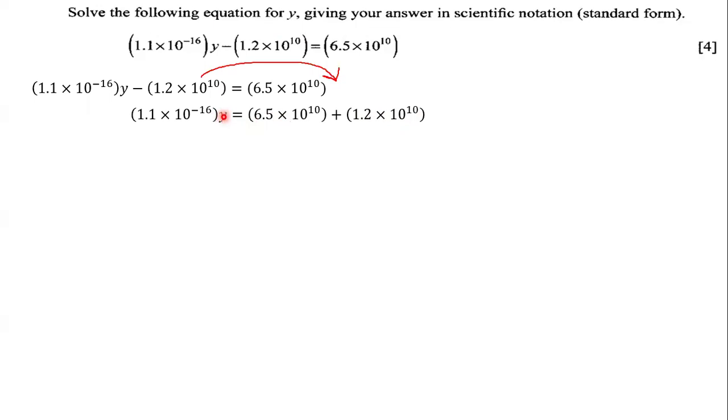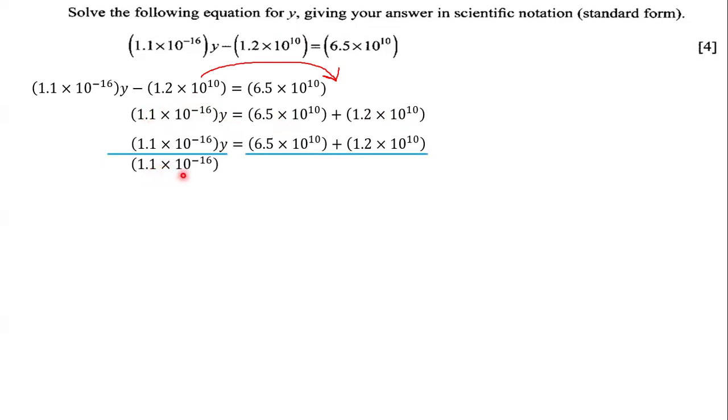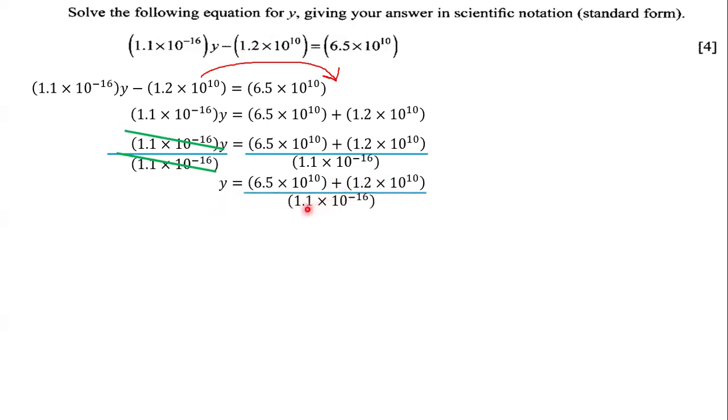And so we're going to divide both sides of this equation by the coefficient of y, which is this number. So we divide both sides of this equation by 1.1 times 10 to the power of negative 16. Next, we cancel out this with this. And so we are left with y is equal to 6.5 times 10 raised to the power of 10 plus 1.2 times 10 raised to the power of 10, all divided by 1.1 times 10 raised to the power of negative 16.